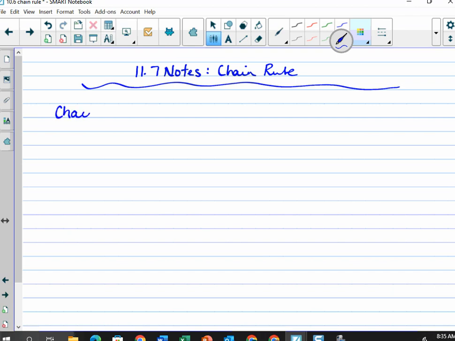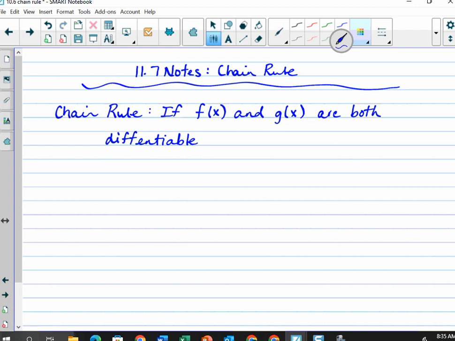All right, guys. So the chain rule. Let's write the formal definition, and then I'll show you how to use it. So if f of x and g of x are both differentiable functions. What does that word mean, guys? Differentiable. You can take the derivative of it. Yeah, okay. Derivatable. I can't even say that.